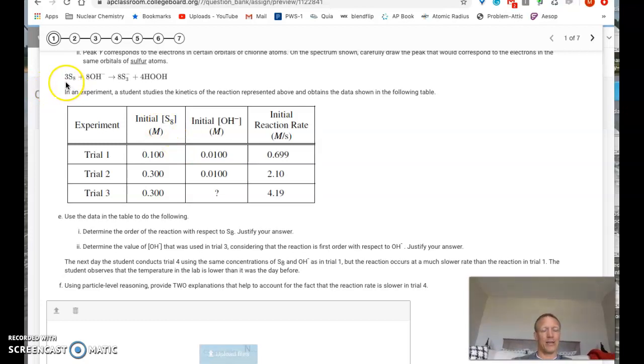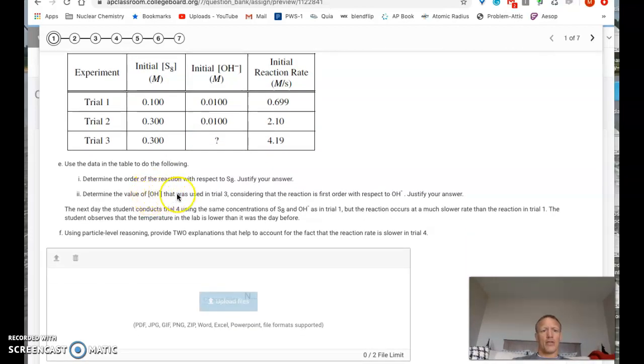Remember, the coefficient does not tell you the order of reaction. You look at your table and go, okay, the concentration of S8 tripled here, and the rate went up from basically 0.7 to 2.1, which would be 3 times bigger. So when this tripled, this is not changing. This also tripled, so it would be first order with regards to S8.